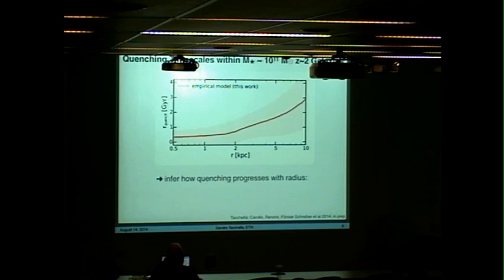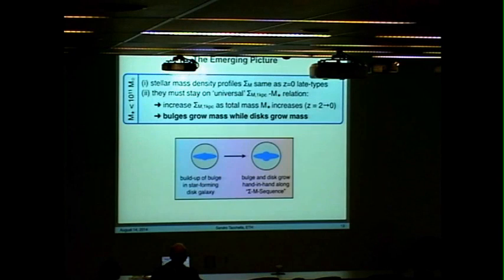So this time scale for quenching implies that in the centers we have much less than a giga-year, maybe of the order of a few 100 million years, and in the outskirts it can go up to a few giga-years. So we see this kind of inside-out quenching, mentioned also before by Marcella. So summing up, the emerging picture is the following.